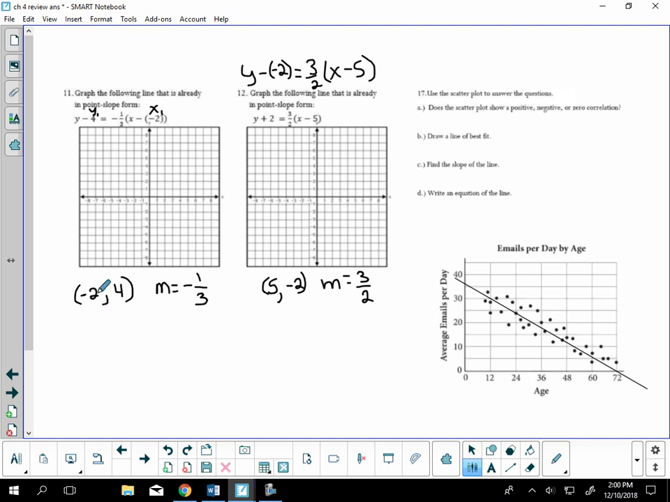So I've figured out my point. It's what's being subtracted from my x and from my y. So I'm going to go ahead and plot that point. -2, 4. It's right there. Let's make that a little darker.